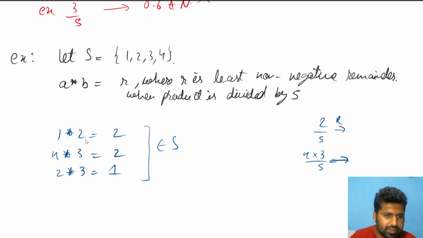Of course we are getting unique values, like 1 star 2 is one unique value. One unique value means we will not have 1 star 2 as 2 and 1 star 2 as 3 also. So by putting the value of A and B as 1 and 2, we are getting one single value. So of course we are getting a unique value, and they are belonging to the same set. This is like 1, 2 I have taken from set S, and the result is also from the same set. Both the conditions are satisfied, so definitely binary operation.